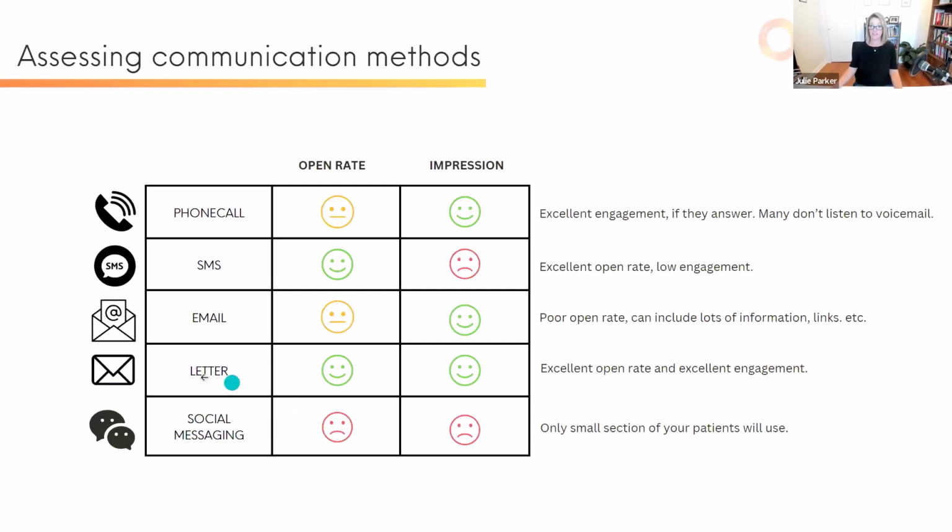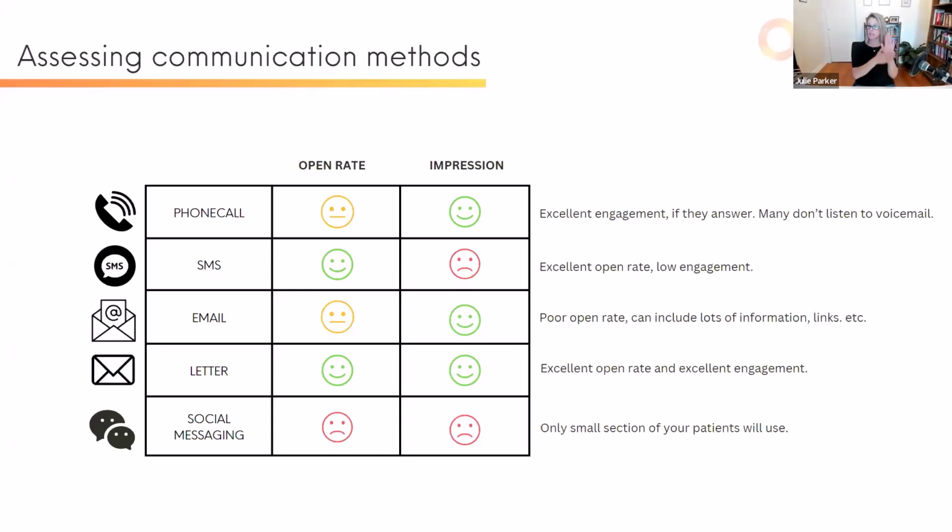How about letters, physical letters? A big one, a big heavy face on both open rate and impression. Overwhelmingly, people do open letters that are addressed to them. They haven't got actual figures, but they're thinking it's around 98%. And the impression, once you've opened that letter, it's right in front of you. Physical always leaves a stronger impression on our brain than digital.